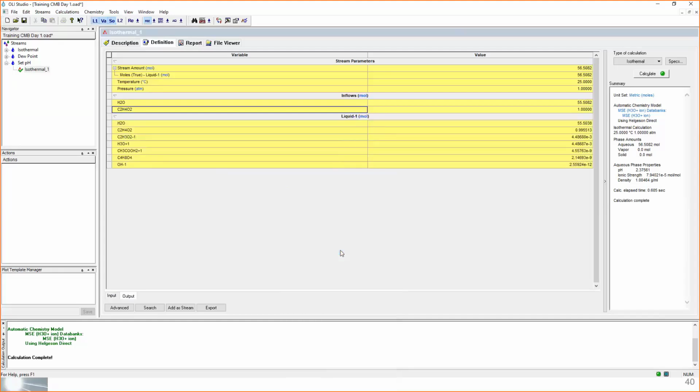Okay. That will bring a new table here. And what I like about this is that if you hover over this, it will tell you the name of the species, so you don't have to guess.